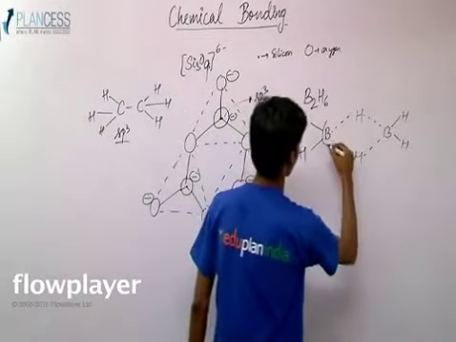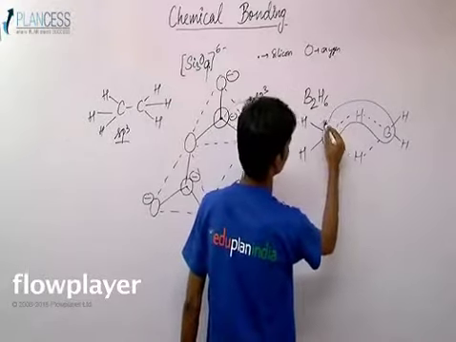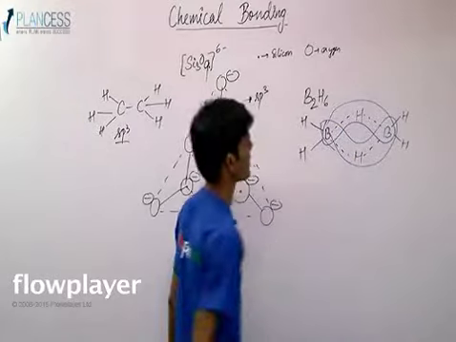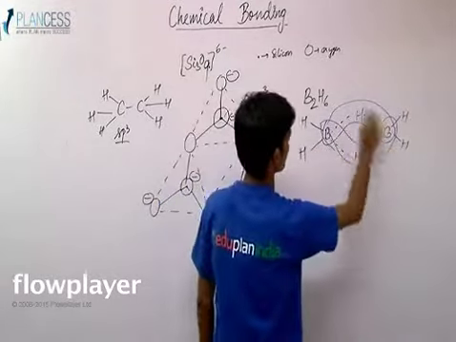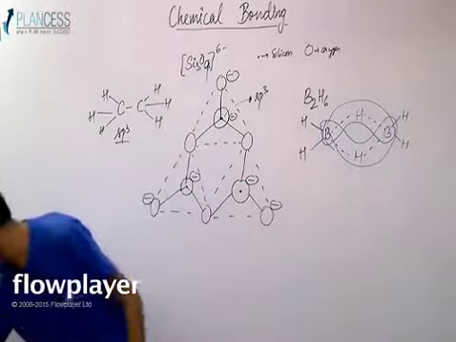As you can see from here, a structure similar to a banana is found. So this is the banana bond. It is a 3-center 2-electron bond because there are 3 centers and only 2 electrons. So it's a banana bond.